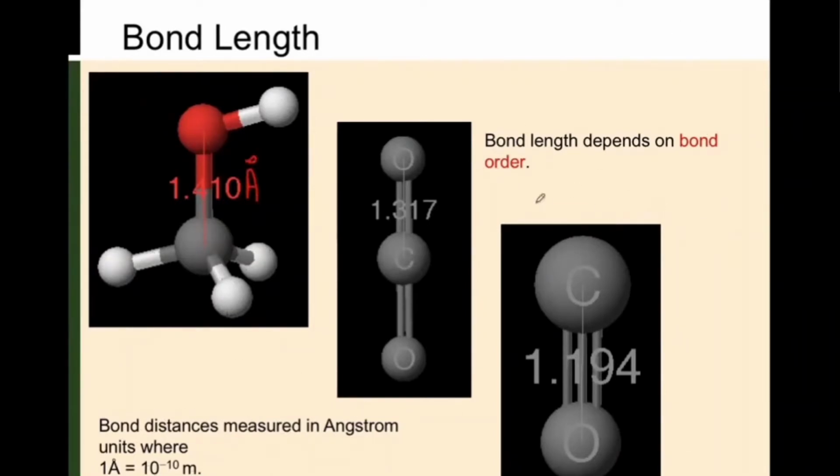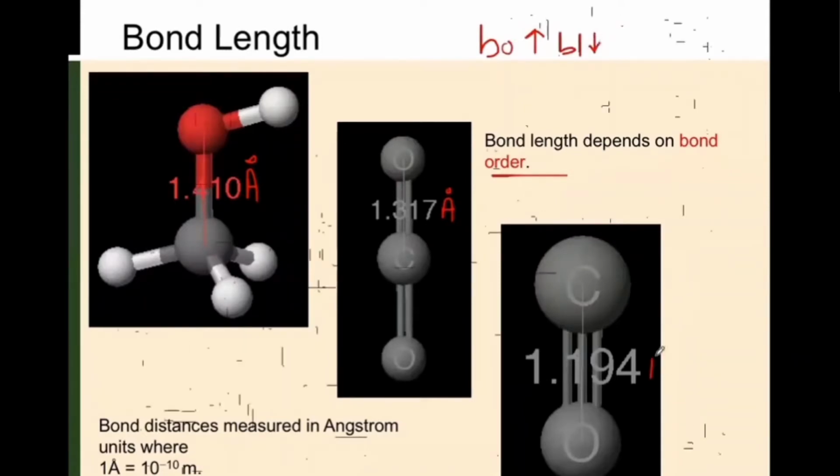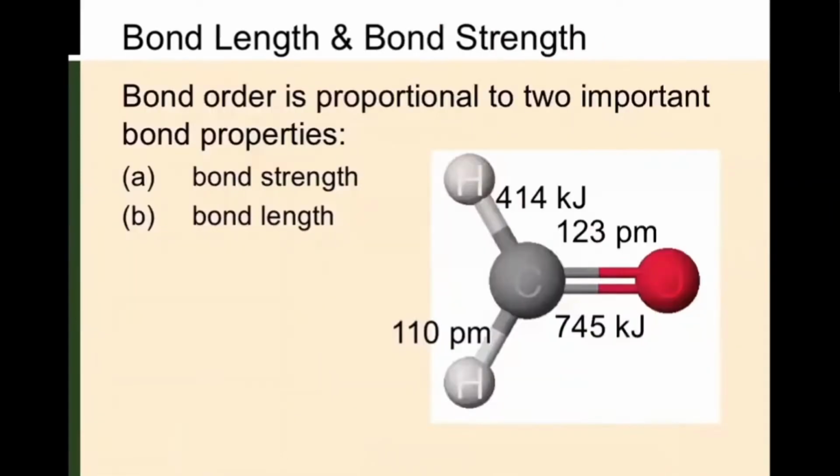Then the bond length here depends on bond order. So we have carbon dioxide. This is a carbon-oxygen bond of 1.317 angstroms. So it's gotten shorter because it is a double bond. So bond length depends on bond order. As bond order (BO) increases, as we saw earlier, bond length (BL) decreases. Okay, and then carbon monoxide has the shortest bond of 1.194 angstroms. This is because it is a triple bond. So bond distance is measured in angstroms, where 1 angstrom is 10⁻¹⁰ meters.